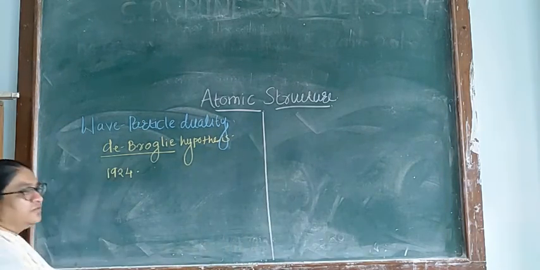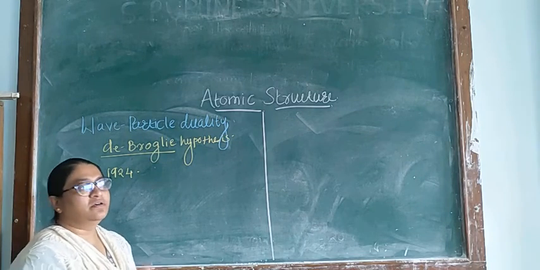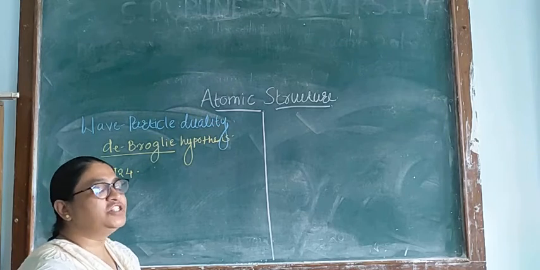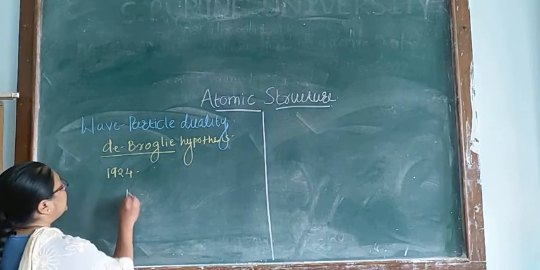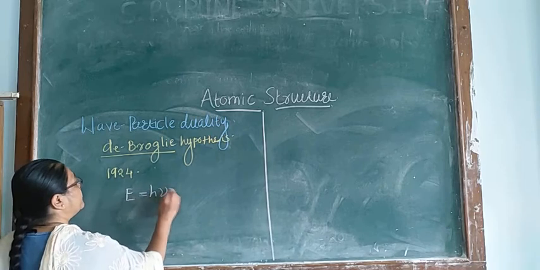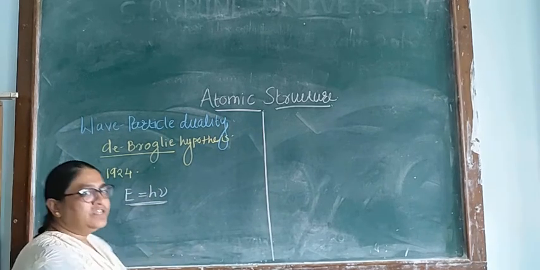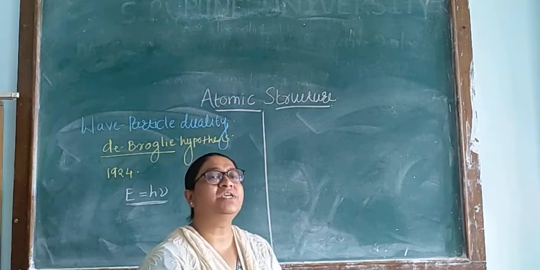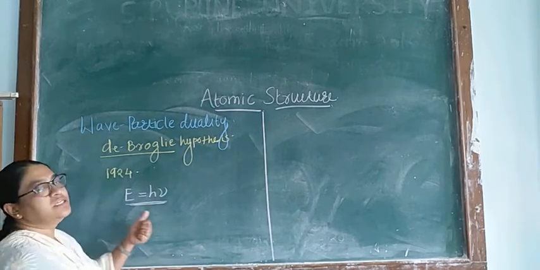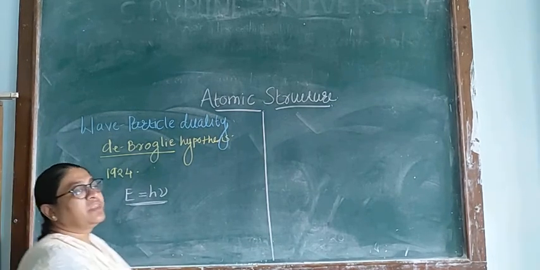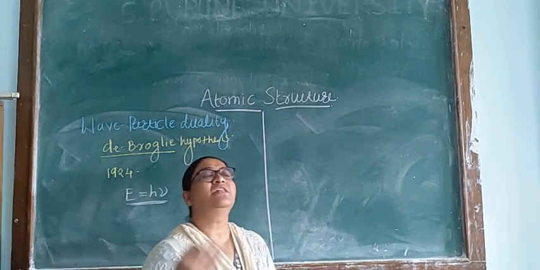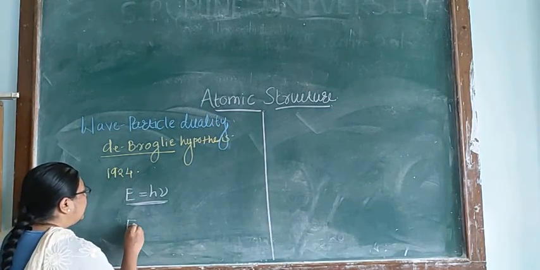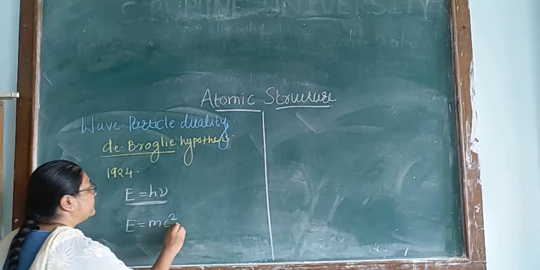Therefore, the photons in the wave form have a definite wavelength and frequency, and their energy is given by the formula E is equal to h nu. While in the particle form, the energy of the photon is calculated by the formula E is equal to mc square.